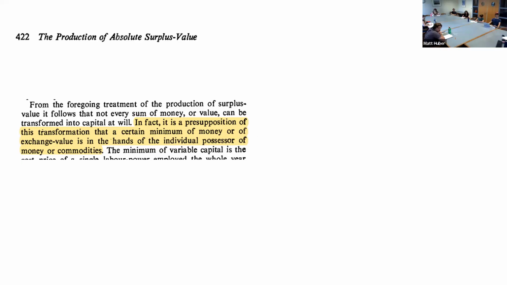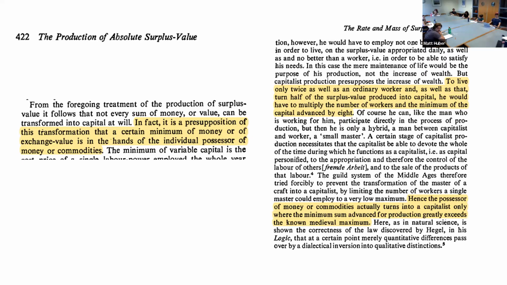So he says the presupposition of this transformation is a certain minimum of money or exchange value in the hands of an individual possessor of money or commodities. He says that to live only twice as well as the ordinary worker, half of the surplus value produced has to be consumed by the capitalist, so he has to multiply the number of workers and the minimum capital advanced by 8. So what he says here is that capital has to amass a certain minimum scale of production to make it make sense to reproduce themselves as capitalists. And if they want to live better than their workers, they need a higher scale of production to do that.